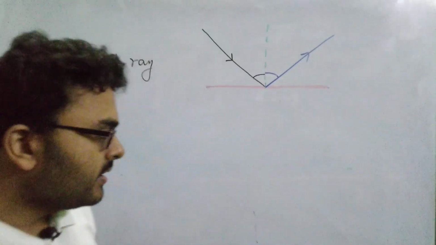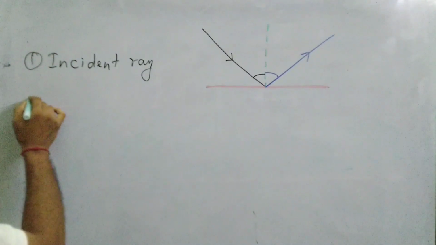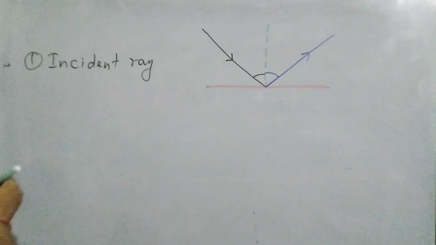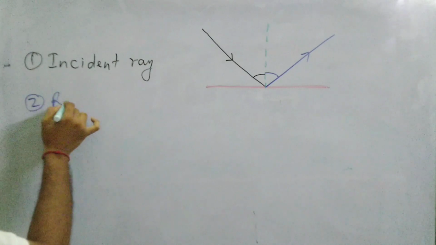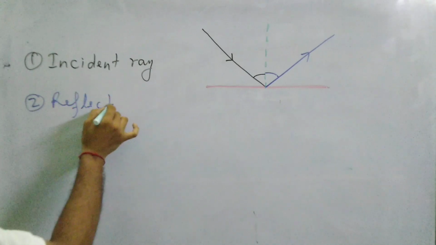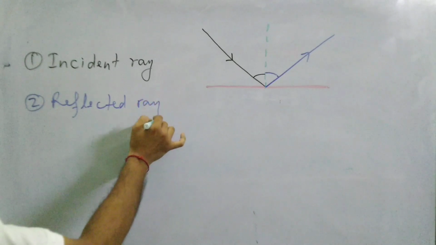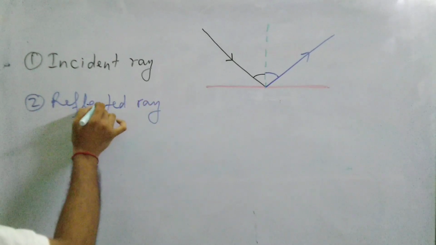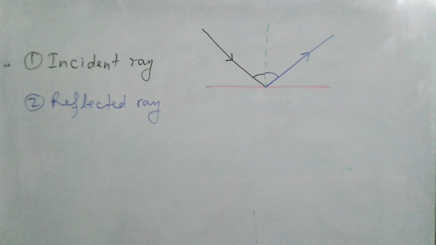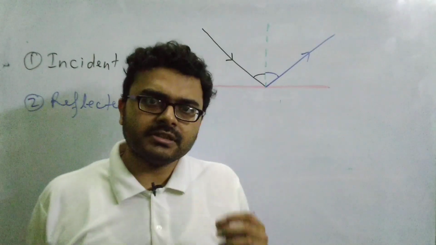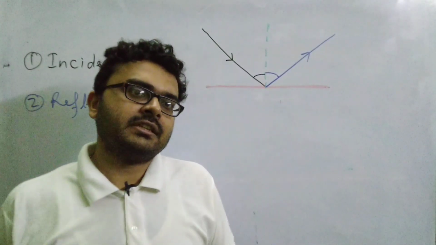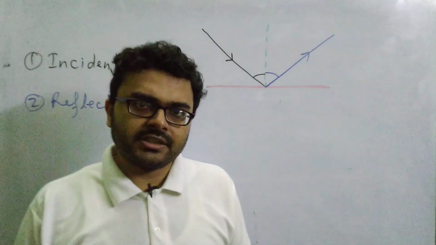Next comes the second point, the reflected ray. Now what is this reflected ray? The reflected ray is the ray of light marked by the blue color which is going out. So the light ray which bounces back after striking the reflecting surface and goes back into the same medium is called the reflected ray.